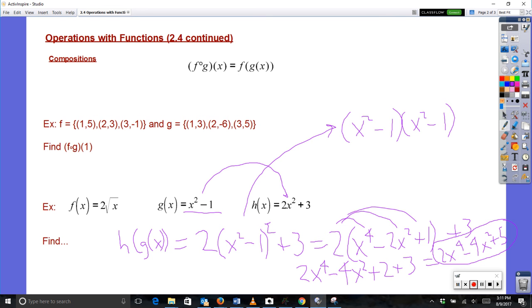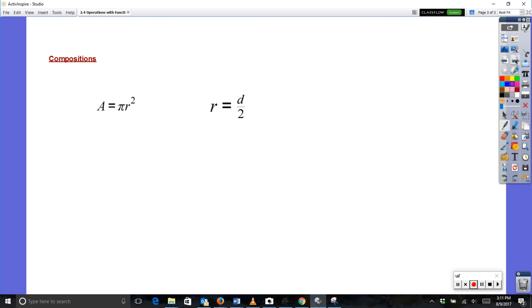Now one more application of this with formulas. If we look at area here, so we got A equals pi r squared, you might recognize that is the area of a circle. But sometimes we have diameter. So if I gave you a circle and I said the diameter is 10, find the area.